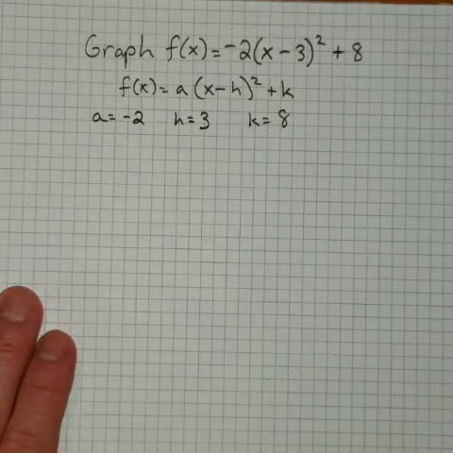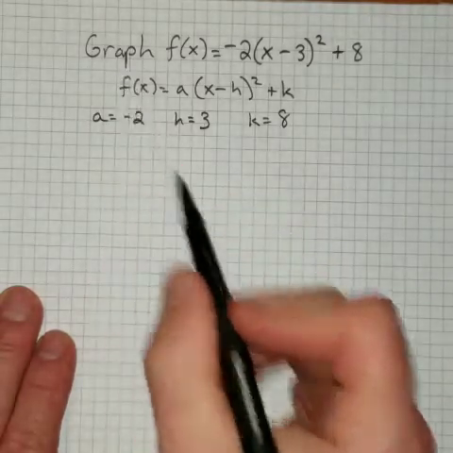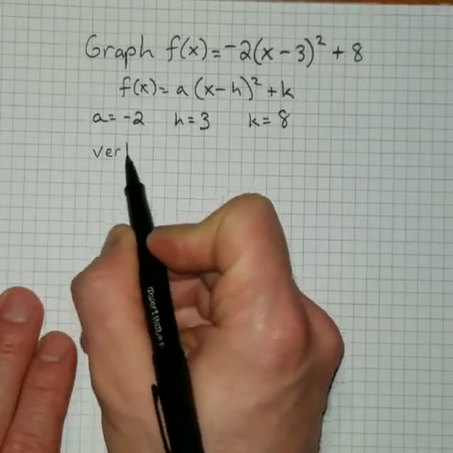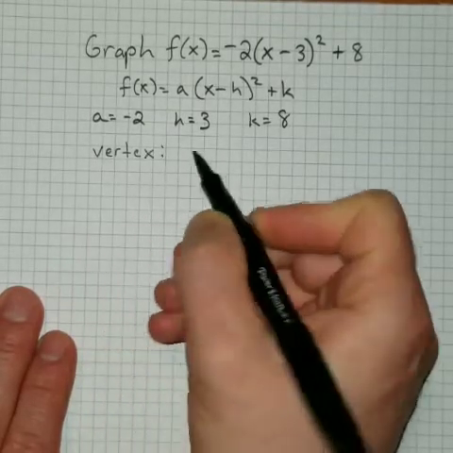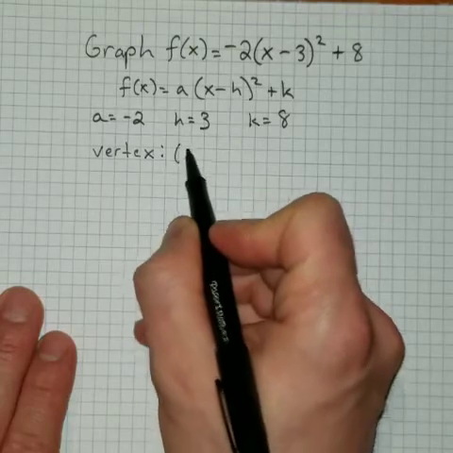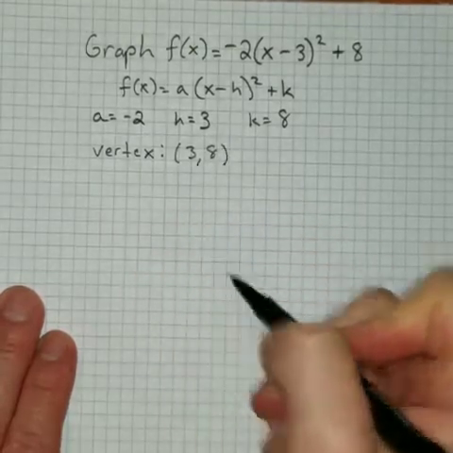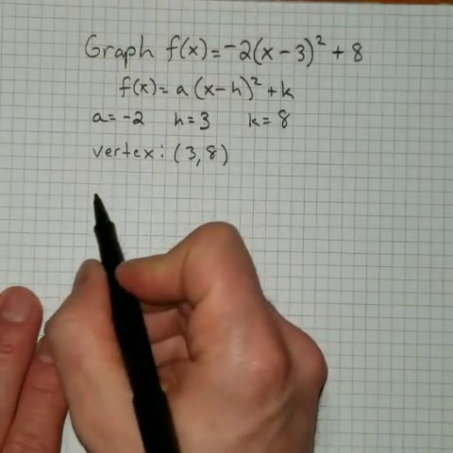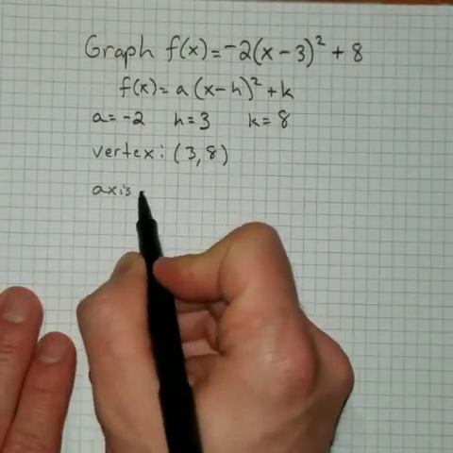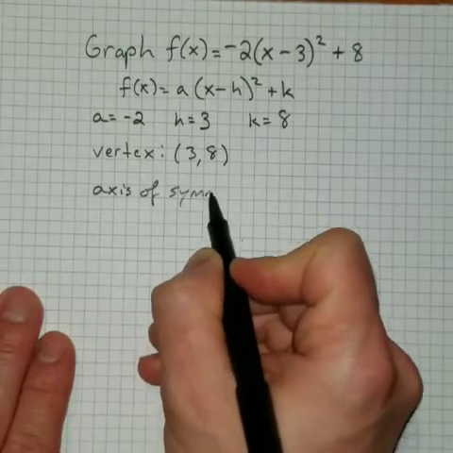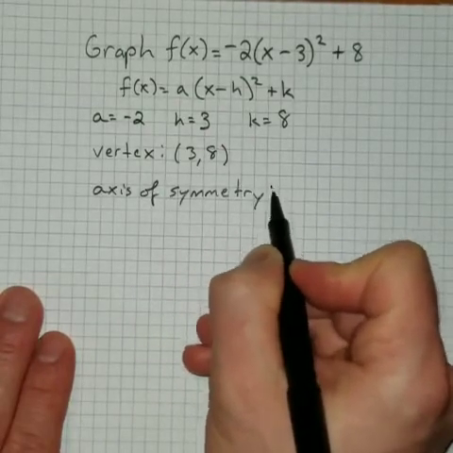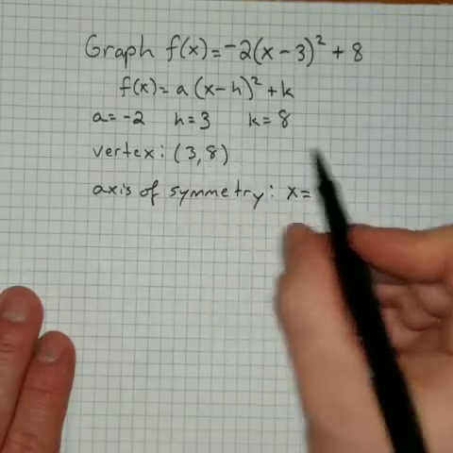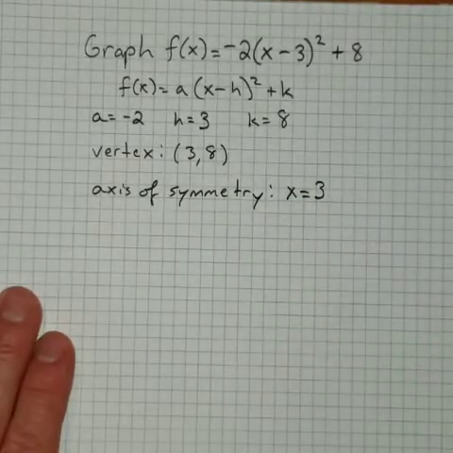Alright, and so I can get a bunch of information about the graph of this thing. First of all, the vertex. The vertex is simply h comma k, so it would be 3 comma 8. The axis of symmetry is an important one. Axis of symmetry is going to be the equation x equals the h value, which is 3. That's your vertical line.